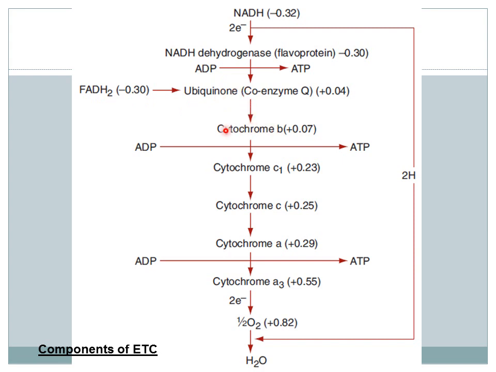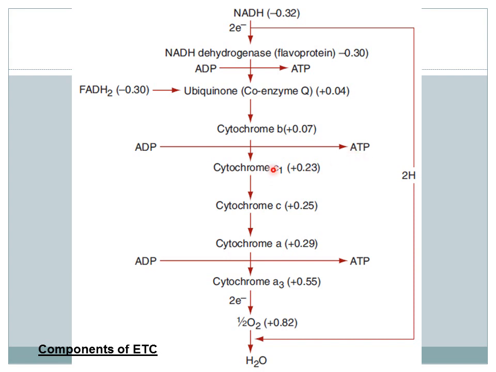B. Redox potential is plus 0.07. Then from cytochrome B, it goes to cytochrome C1. And here, the redox potential difference is sufficient to release energy to the extent of 7.4 kilocalories. Therefore, ADP is converted to ATP. There is formation of ATP here also.